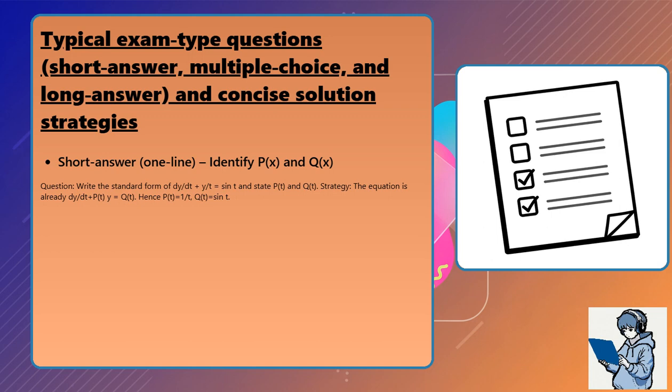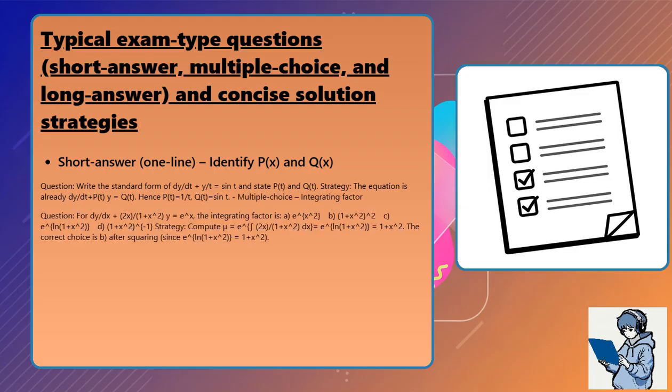Question. Write the standard form of dy/dt + y/t = sin t and state P of t and Q of t. Strategy. The equation is already dy/dt + P(t)y = Q(t), hence P(t) = 1/t, Q(t) = sin t.